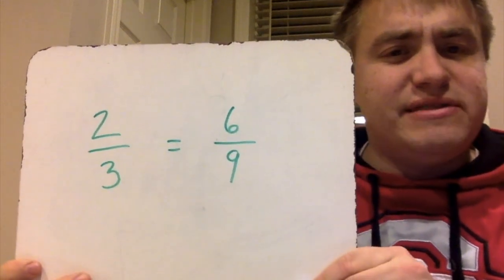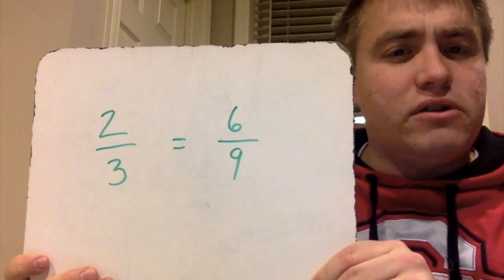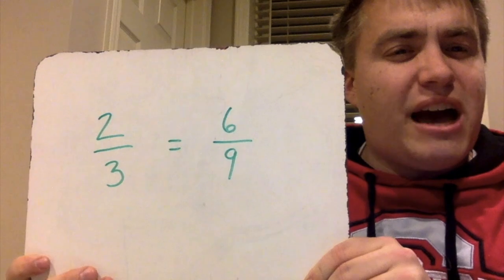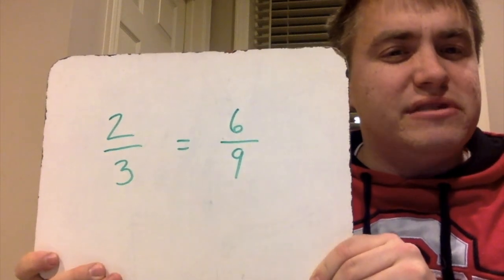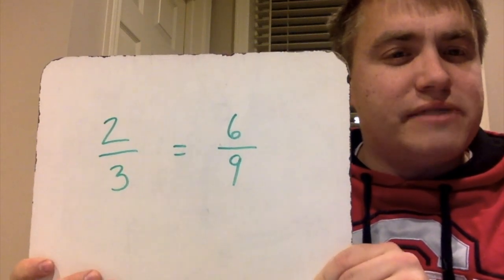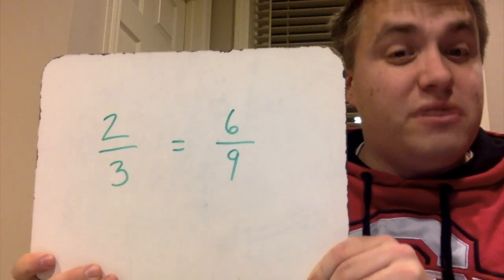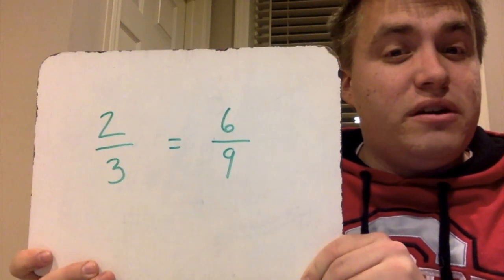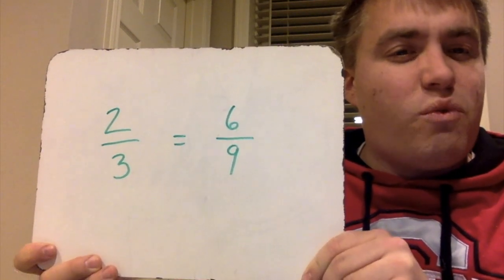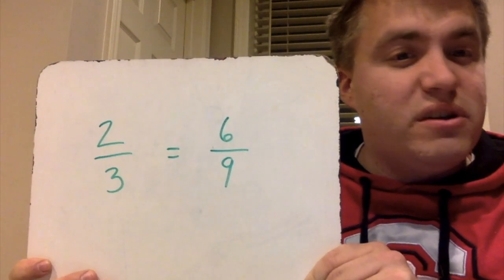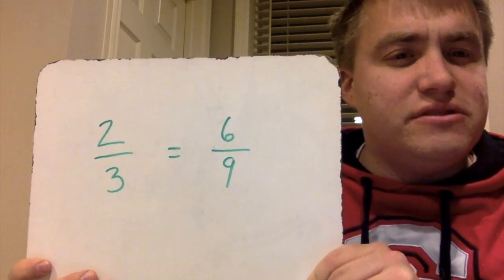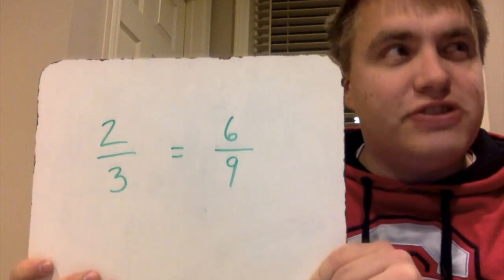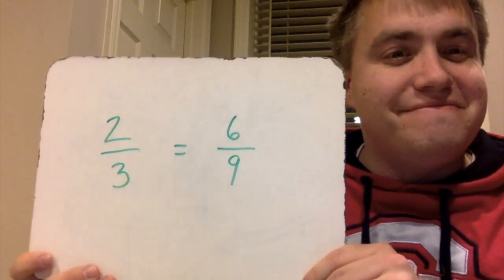So right over here, I have 2/3 and I have 6/9. I want you to take a look at these two fractions and tell me how you might be able to figure out that they are equivalent. Pause the video and try to figure out why they are equivalent. My hint for you is think about multiplication. Okay, pause the video.